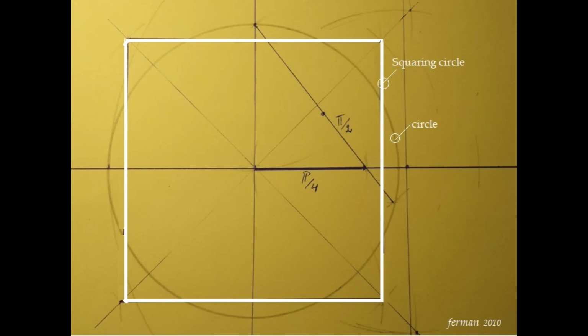Once found the side of the square, we proceed with the ruler and the compass to place it on the primitive circle and see the correspondence between circle and square that we were looking for. And so we can finally see the final square of the circle.